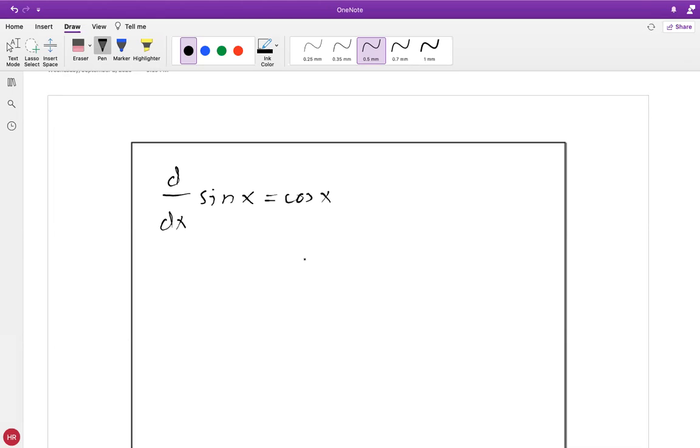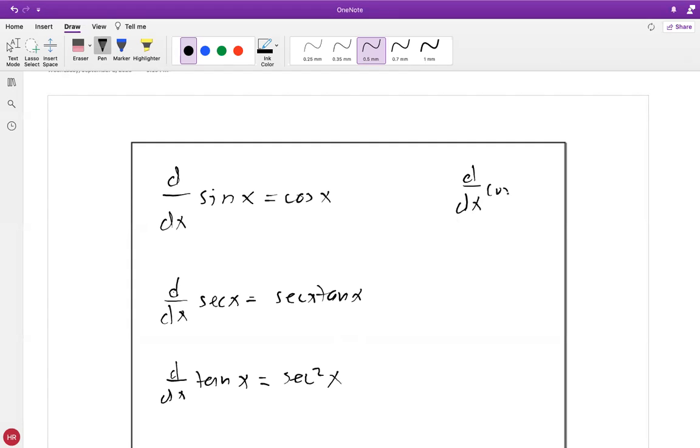And the derivative of the secant of x is secant x tangent x. And the derivative of tangent x is secant squared x. Those are ones that we just found up there. We also found up there that the derivative of the cosine of x is negative sine of x.